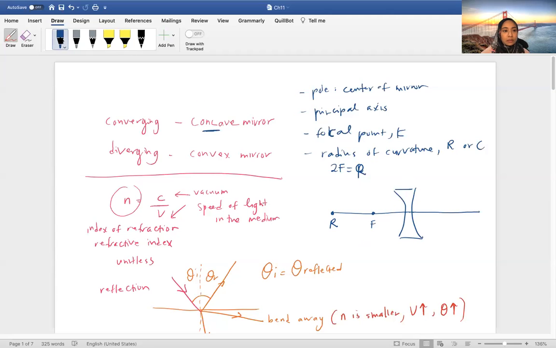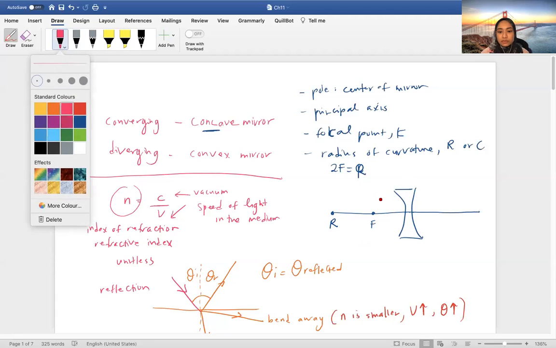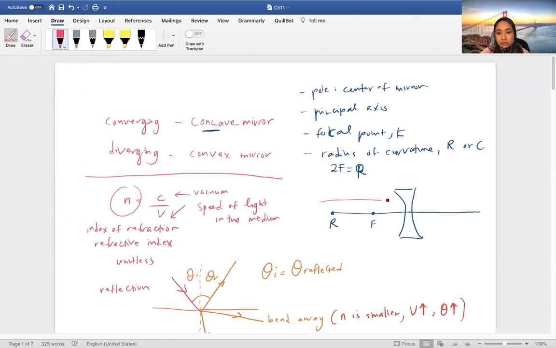So if your light comes from here, actually it will not go to the back. It travels in a straight line, and when it hits a boundary, which is your mirror, it converges or diverges. But in this case, it will converge because it's concave. That is your first ray.